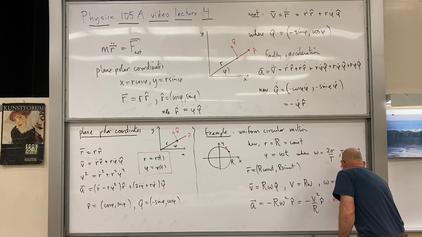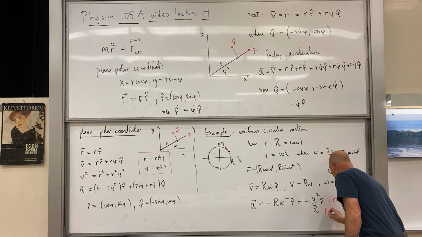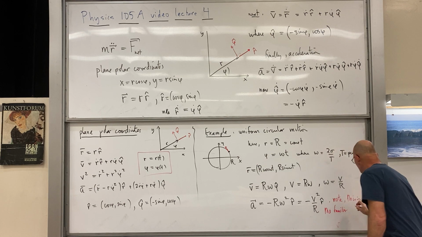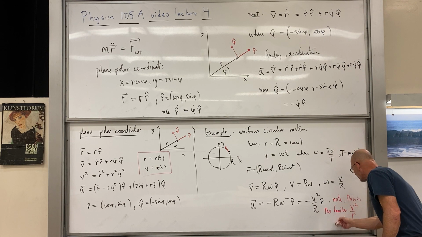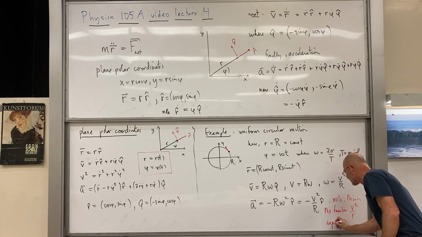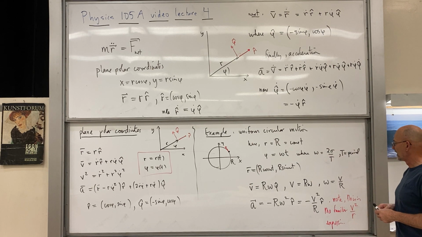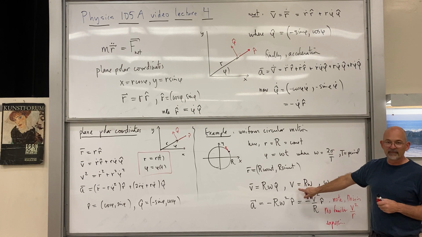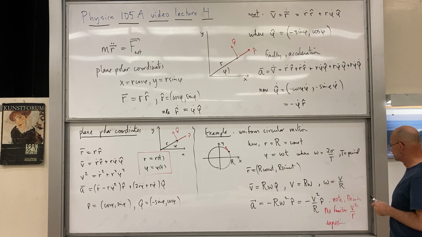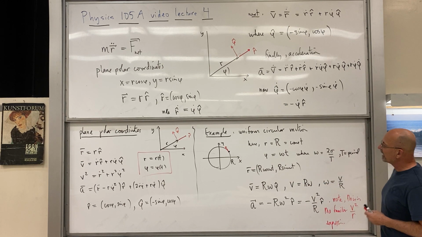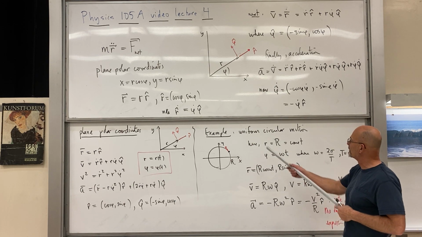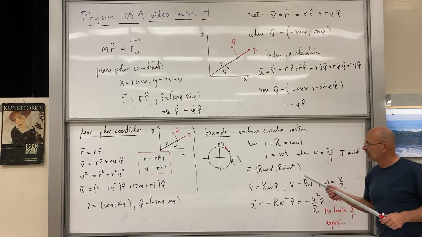This is the familiar V squared over R expression. Okay. And in fact, this V equals R omega may be familiar to you guys as well. Good, so that is how we work with plane polar coordinates.